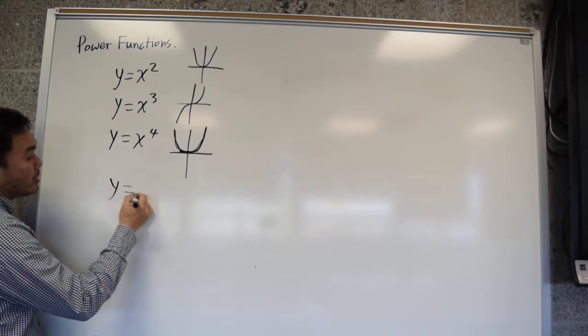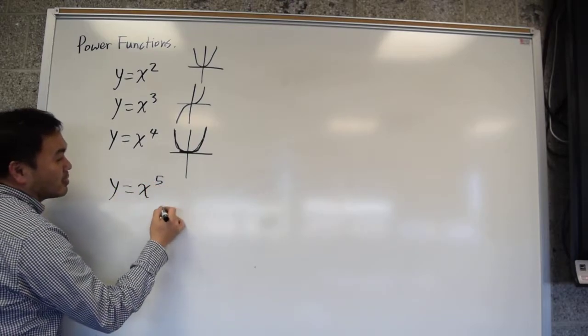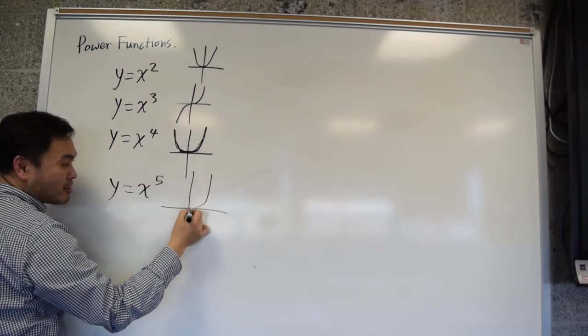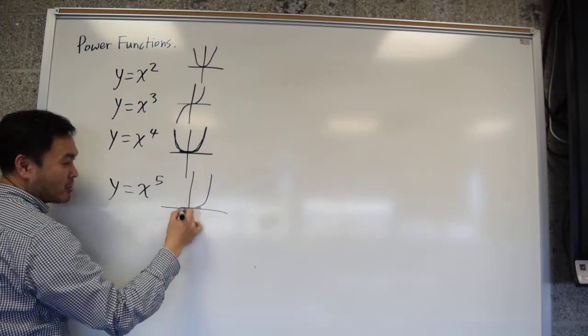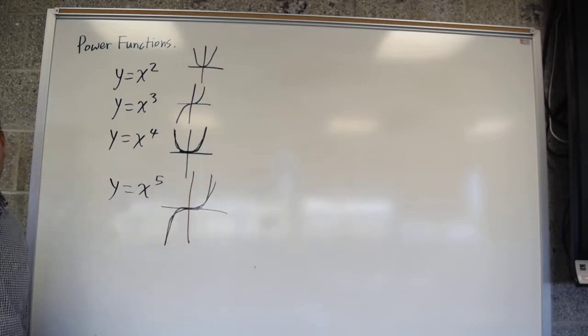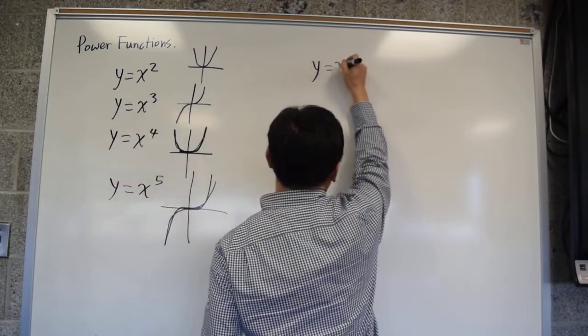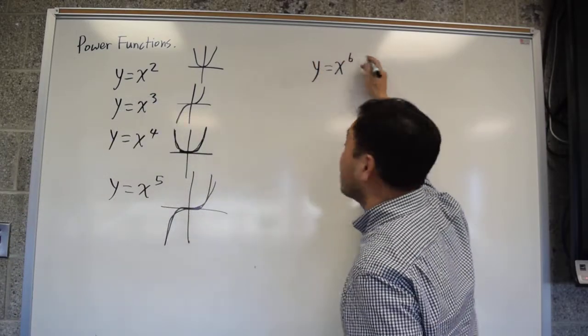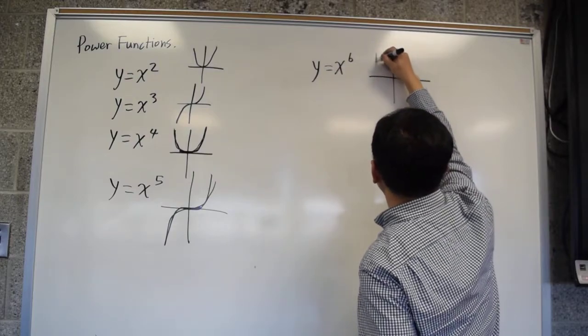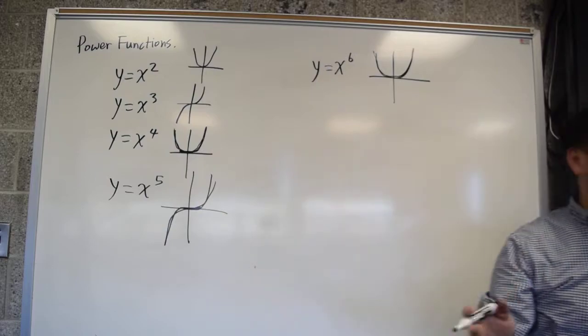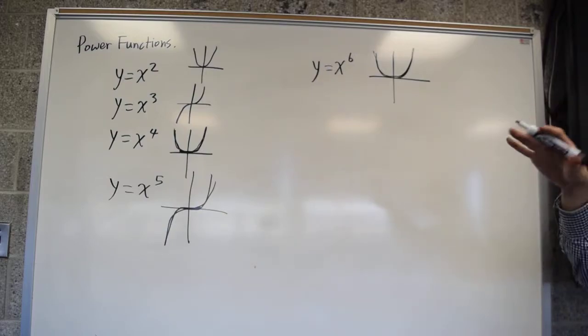Now y equals x to the fifth again looks like x cubed, but it's flatter in the middle. And as you go higher, every time you get an even power, so y equals x to the sixth, this is an even number, right? You get another of these parabolas, but the difference is that it gets flatter and flatter. The middle point becomes more and more flat.